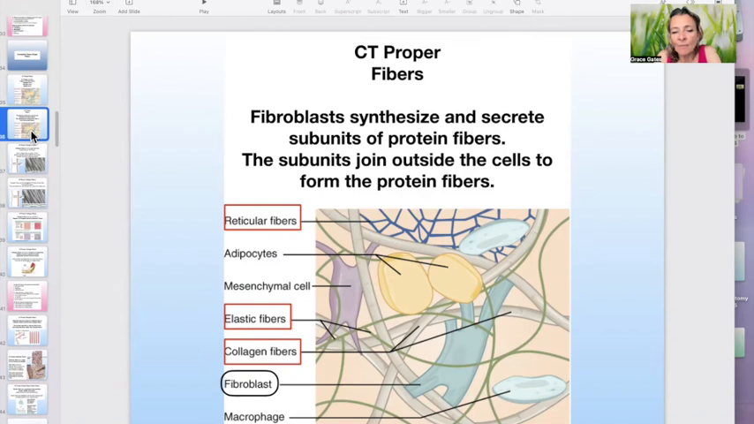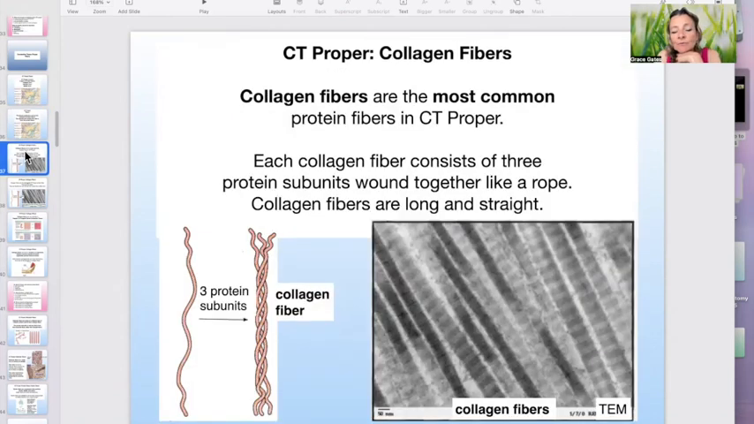protein fibers. And if you look at the size of the cells and then the size of the protein fibers in the cartoons, you can see why the small little cell couldn't extrude a whole complete protein fiber. Instead, it secretes the subunits and they join up outside the cell to form the larger protein fibers in the tissue. Collagen fibers are the most common protein fibers in connective tissue proper.